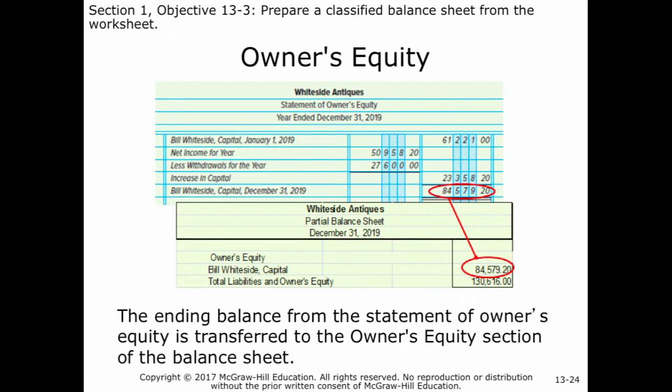The last section on a classified balance sheet is the owner's equity, and we will use the owner's capital ending balance off of the statement of owner's equity prepared earlier. If you need a refresher on how these financial statements connect, please go back to previous chapters where it was covered. After transferring the capital account balance from the statement of owner's equity, we can complete the balance sheet. The total liabilities and owner's equity here is $130,616. And note that this total must equal the total assets.